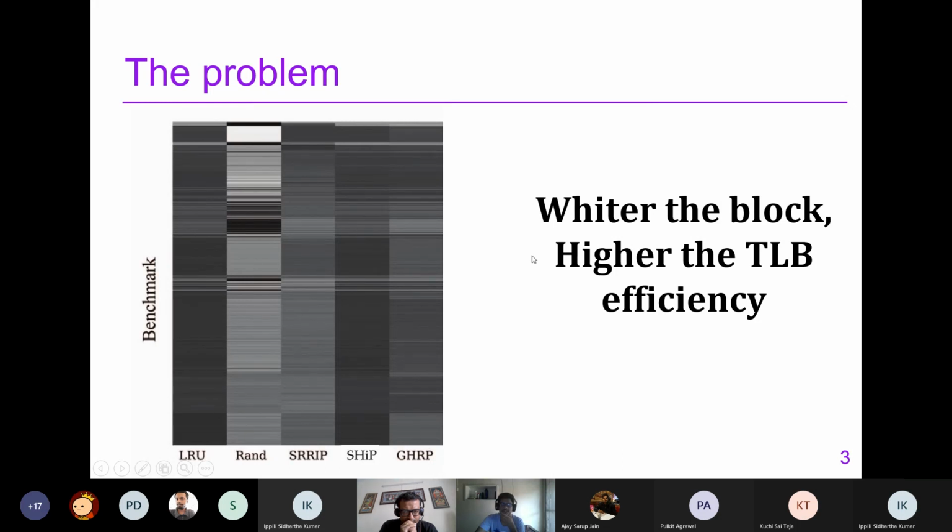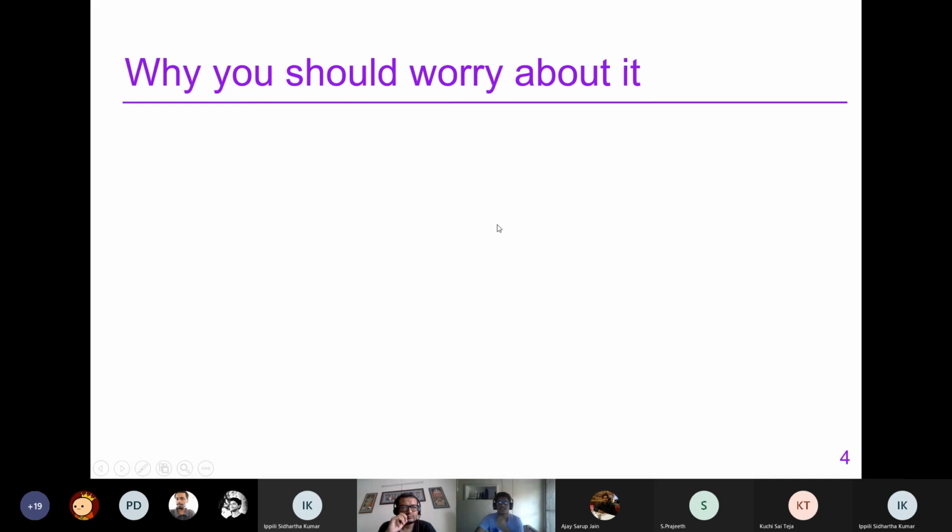This will be a spoiler, but in CHIRP you can see that for most of the benchmarks, the blocks are much lighter than for the other respective policies. This black is probably a result of a larger code footprint, and this white probably of a very small code footprint.